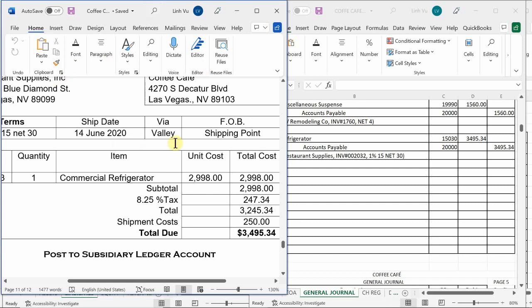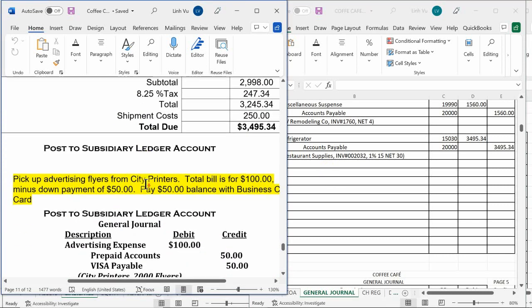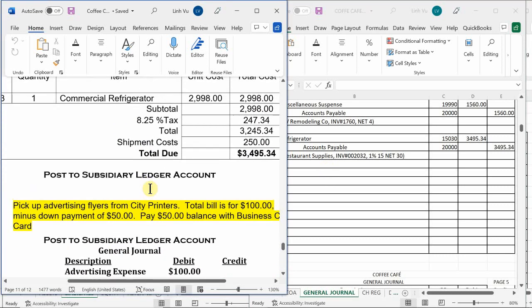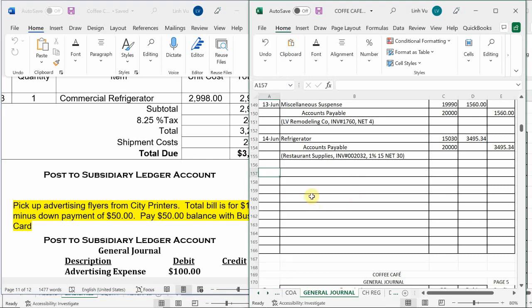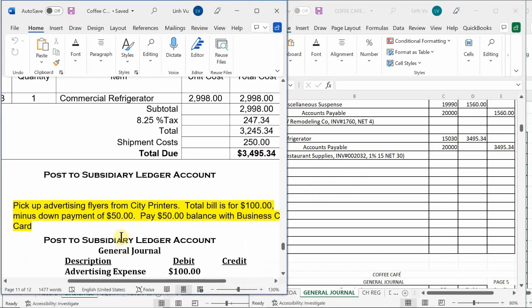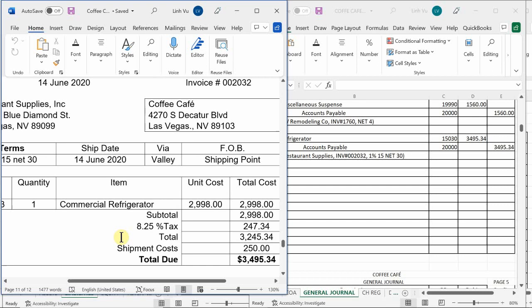All right. So where we last left off last week was that we were able to journalize that we got a refrigerator. So this is where we last left off. Then that very same day, the last day, June 14th, we ended up picking up our advertisement flyers from City Printers.